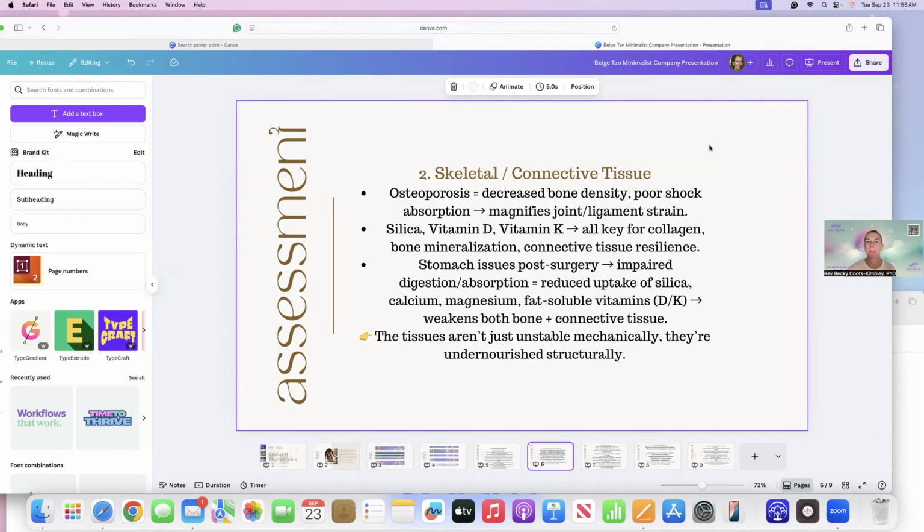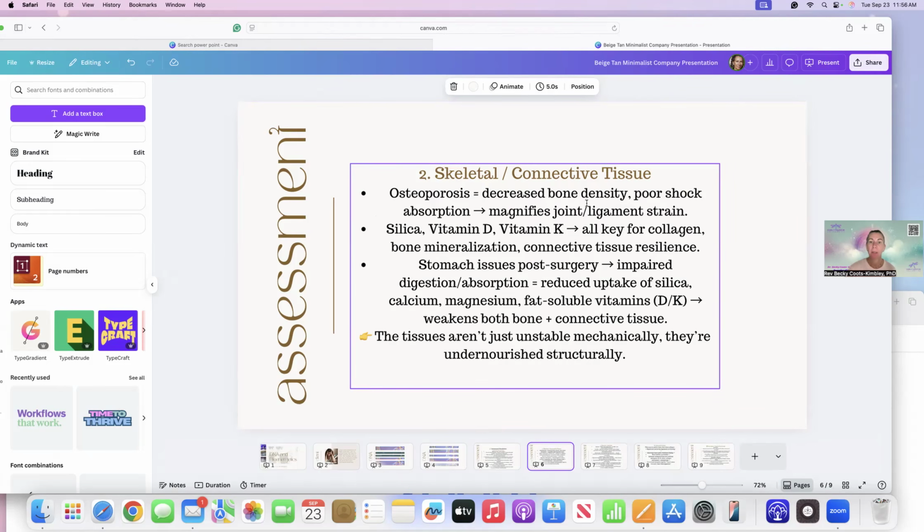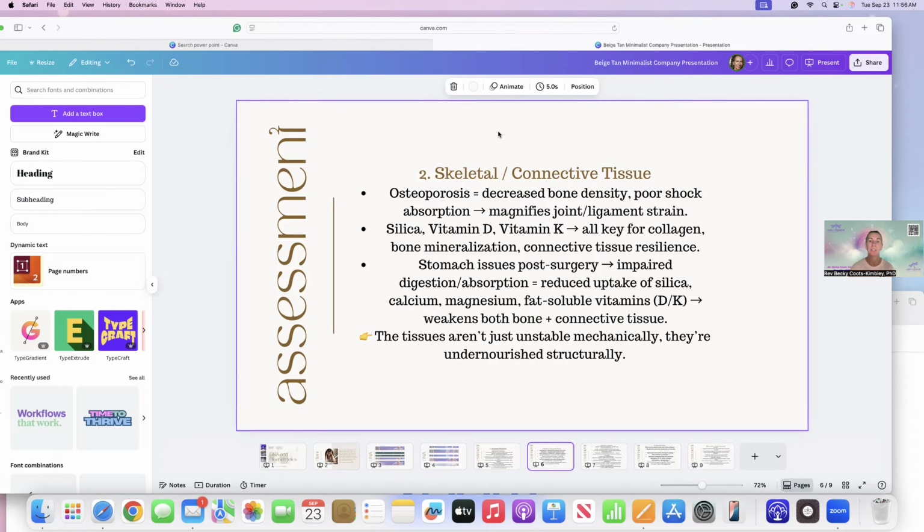From a skeletal aspect, there is some osteoporosis going on. Why? Because we have a history of gut issues and inability to absorb nutrients, including minerals. So this is going to create poor bone density. There's going to be poor shock absorption. This is going to also magnify the joint and the ligament strain. Silica, vitamin D, vitamin K are all key for collagen, bone mineralization, and connective tissue resilience.